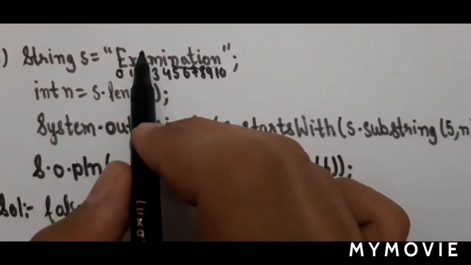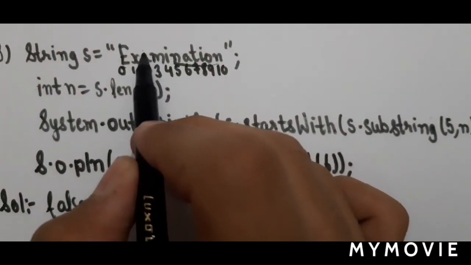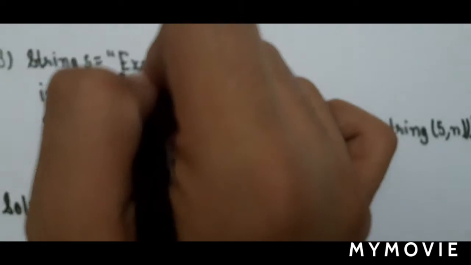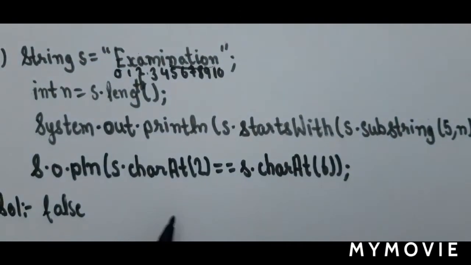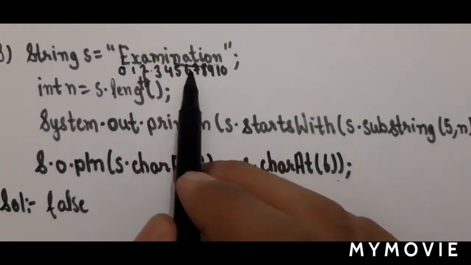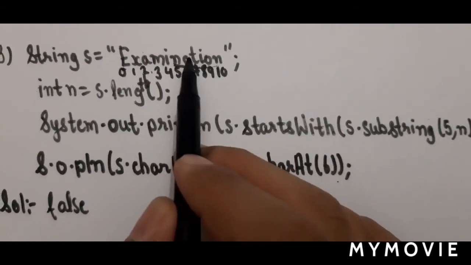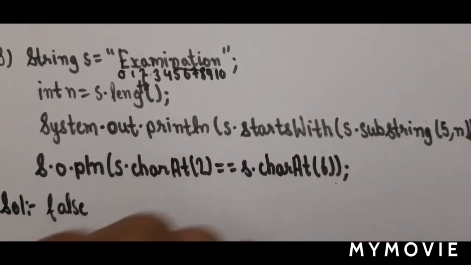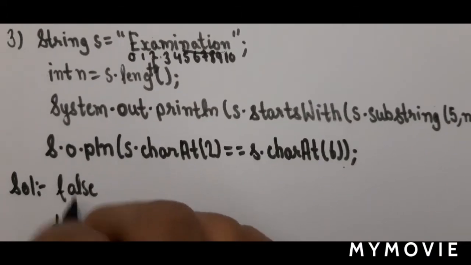Next we should check s.charAt(2). At index 2, A is in the 2nd place. s.charAt(2) is equal to s.charAt(6). At index 6, also A. So both are equal. So the answer is true.